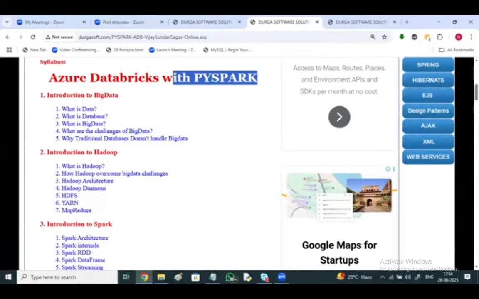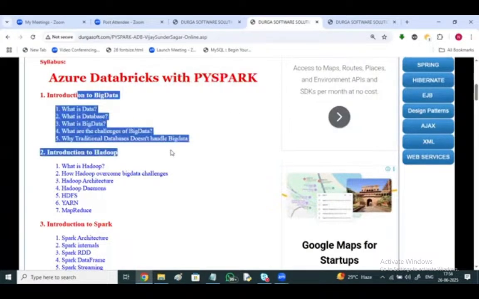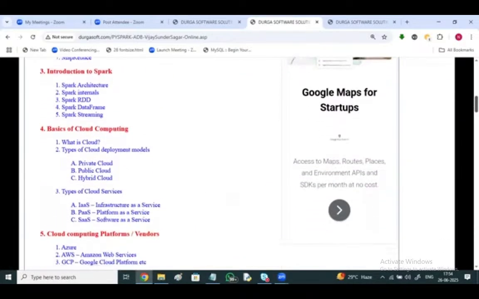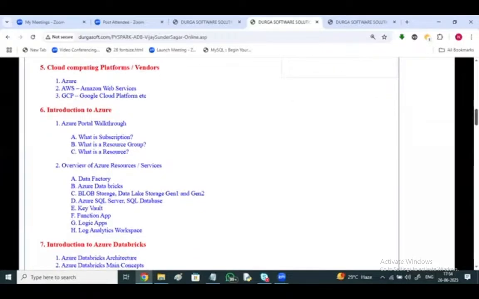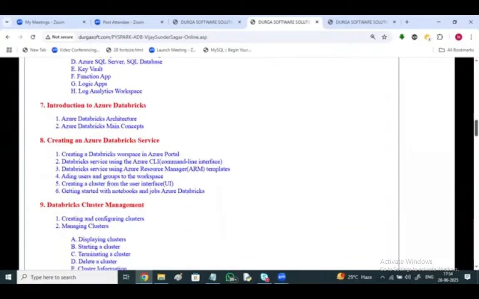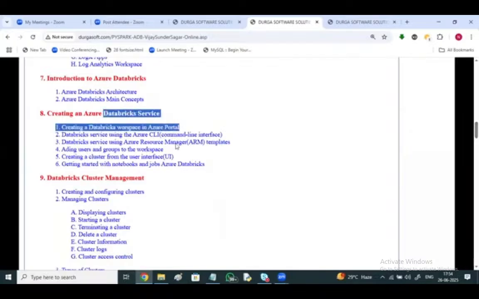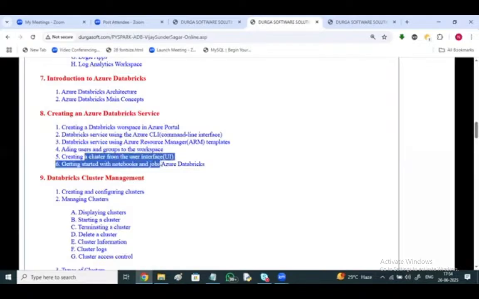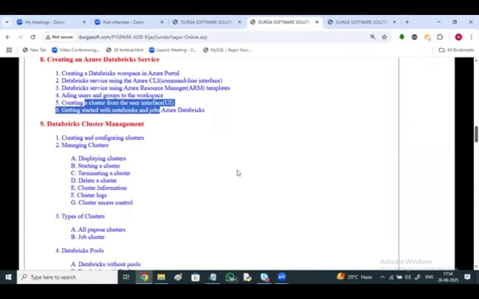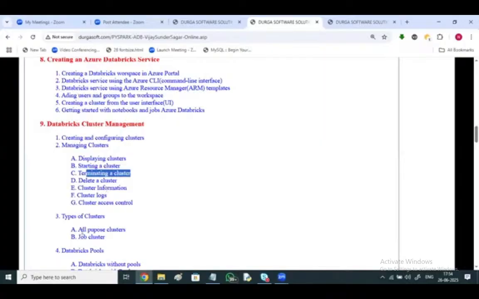Azure Databricks with PySpark. Yes, you will be given some introduction to big data and Hadoop, and an introduction to Spark. Basics of the cloud, you will be discussing Azure. Creating Azure Databricks services, adding users and groups to the workspace, creating a cluster, getting started with notebooks and jobs, managing clusters, displaying, starting, terminating and deleting a cluster, cluster information, cluster logs, cluster access control, types of clusters: all purpose clusters and job clusters.